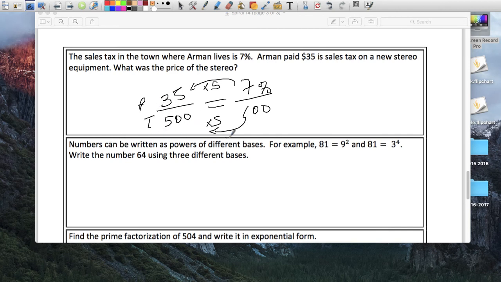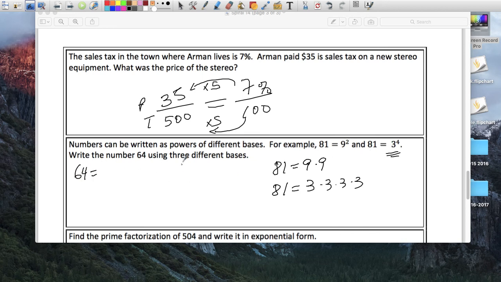Numbers can be written as powers of different bases. For example, 81 equals 9 to the second power, because it's 9 times 9. 9 times 9 is 81, so that's okay. 81 can also be written as 3 times 3 times 3 times 3, 4 times. That's what that means. 3 times 3 is 9, 9 times 3 is 27, and 27 times 3 is 81. So that is 81.